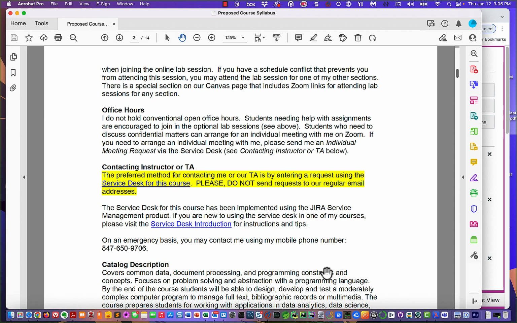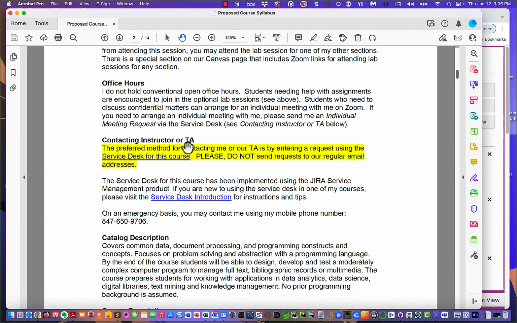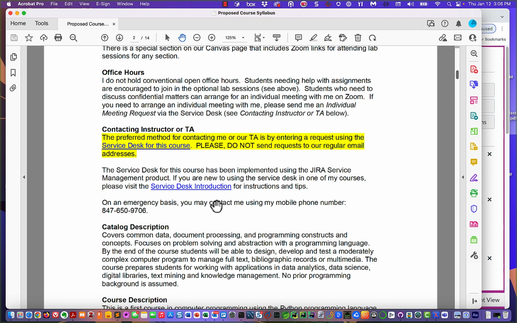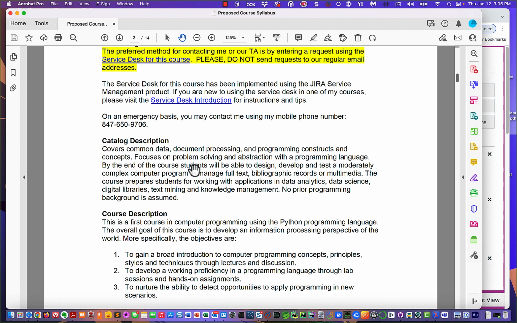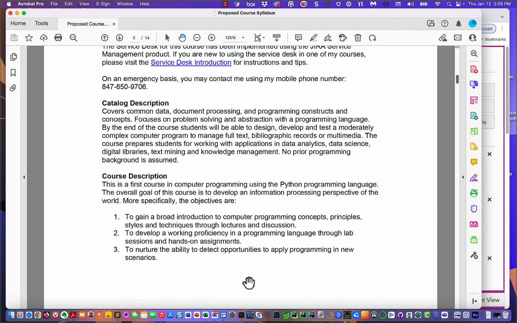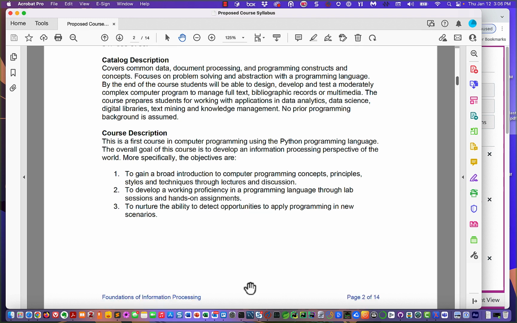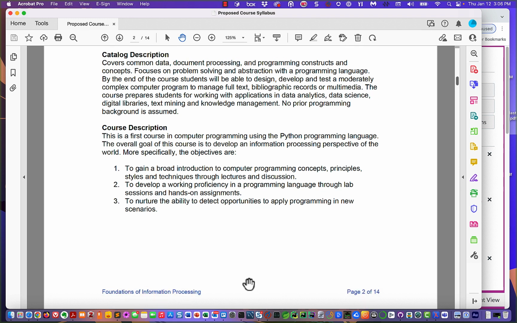It'll probably happen on Zoom. Again, if you need to contact either me or the TA or a grader, use the service desk instead of email. Email's an unreliable mess. The description of the course we've already talked about.